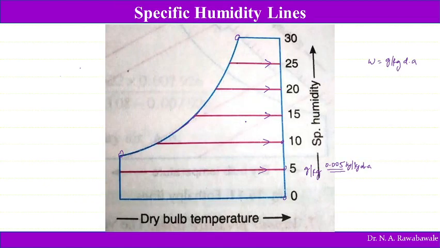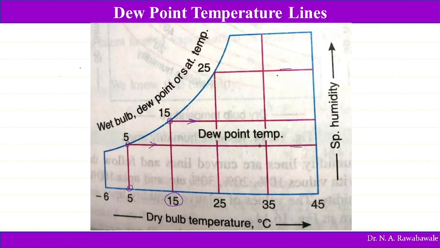But the difference is that specific humidity lines are equispaced, so the space between these lines is the same, whereas in this case the space between the lines is not the same. Here this space is less and here it is again large. So this space is going to be different where dew point temperature lines are represented. At the saturation curve, the dry bulb temperature, the wet bulb temperature and the dew point temperature are going to be the same.